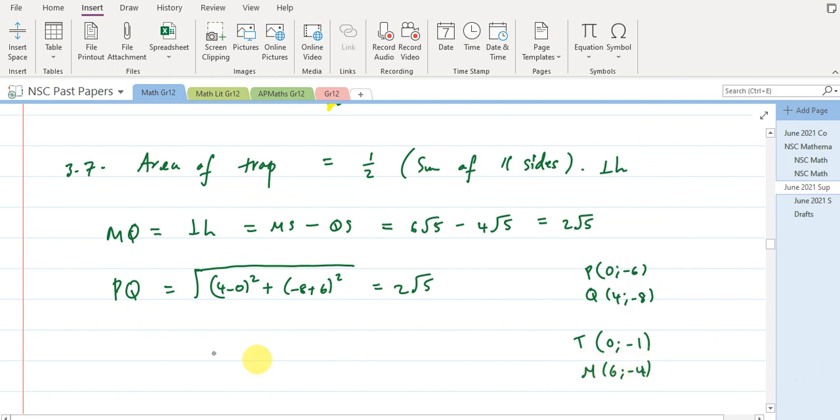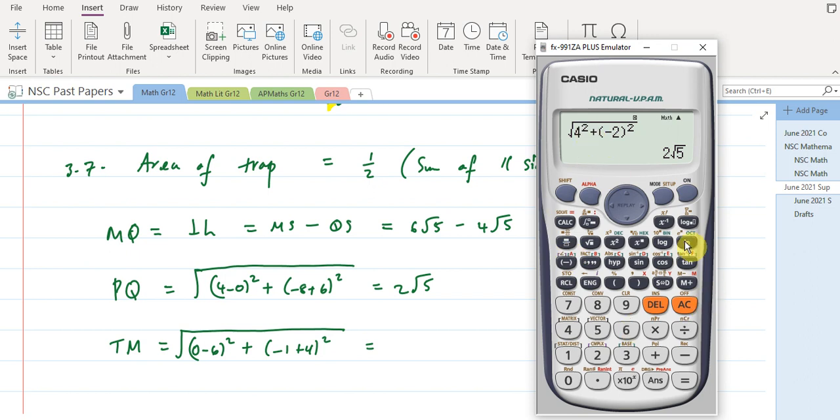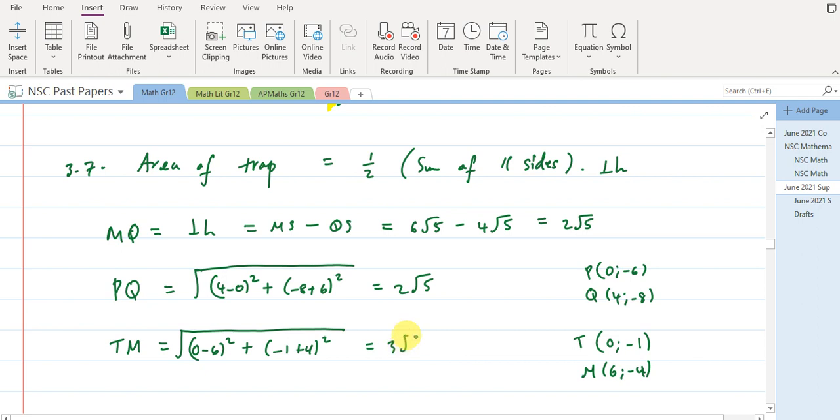So TM is equal to the square root of, let's see, 0 minus 6 all squared plus minus 1 plus 4, that is minus 1 minus minus 4, is plus 4, all squared. So again, square root of, open bracket, 0 minus 6 is minus 6 all squared plus minus 1 plus 4 is 3, so just 3 squared. If I have a minus, then make sure to put a bracket around it. So we got 3 root 5.